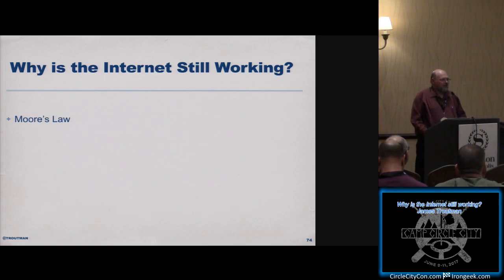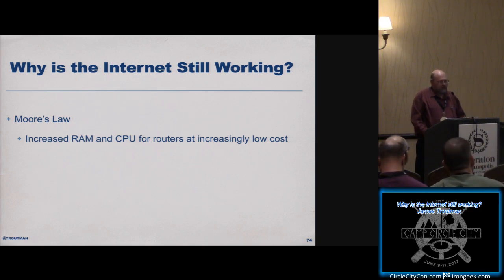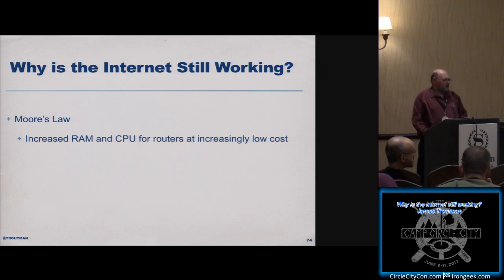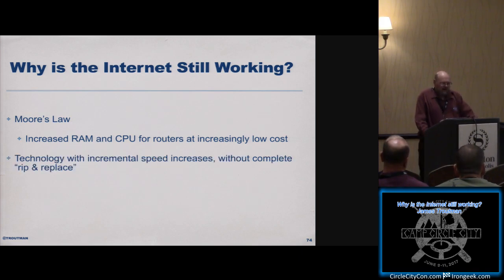Well, thankfully we have Moore's Law. Increased RAM and CPU for routers at increasingly low cost. We've had more and more compute resources to handle the growth of routing tables and just the growth of traffic. We have silicon that can handle 100 gig interfaces today, 400 gig interfaces. You couldn't handle a 100 gig interface for any amount of money 15 years ago. There was nothing that could do it.